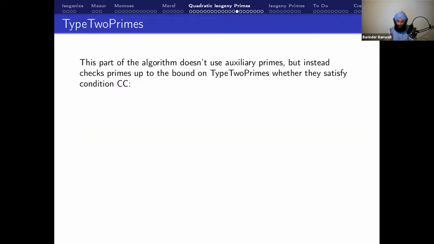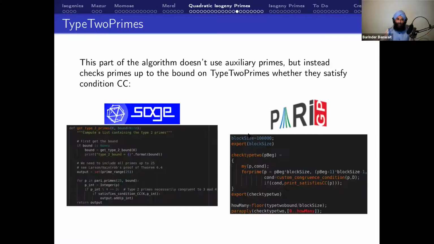The idea here is to say, well, we have an upper bound, which is explicit. We also have a necessary condition that primes must satisfy. So we're just going to check all primes up to the bound, whether or not the necessary condition is satisfied. And checking that is a matter of a few lines of Sage. But the bound turns out to be pretty large.